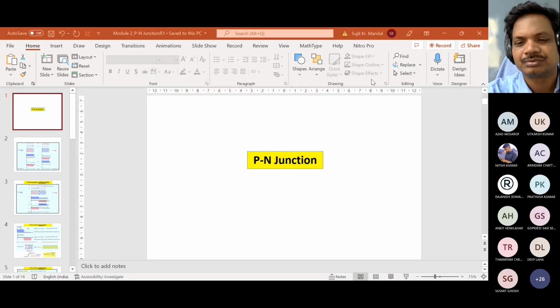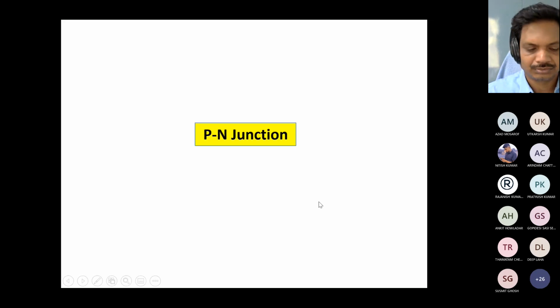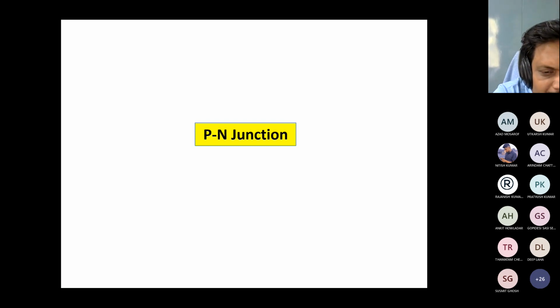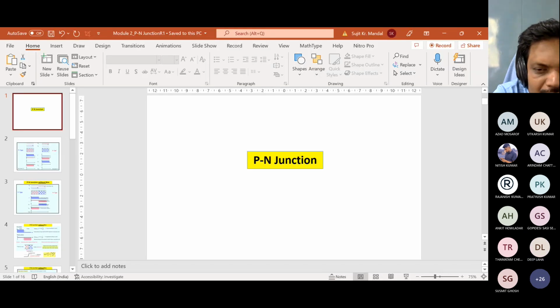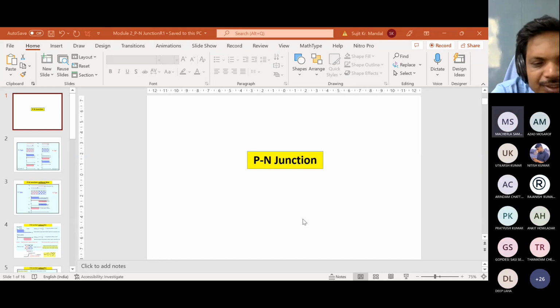Can you respond? No response. Arey, yes, no, kuch toh batao. Can you hear? Yes, sir. Can you hear me? Can you tell whether you have any doubt? No, sir. No doubt. Good. As usual, there is no doubt.